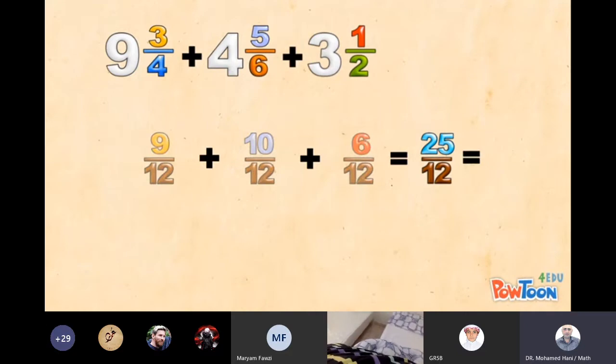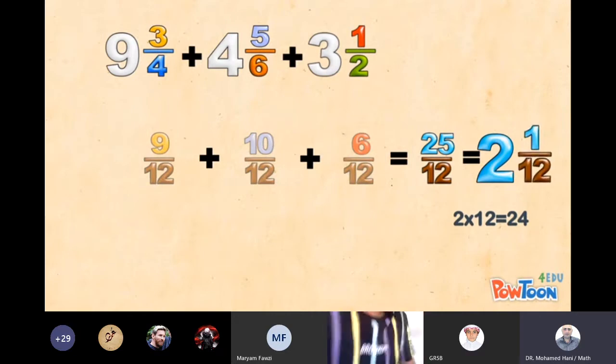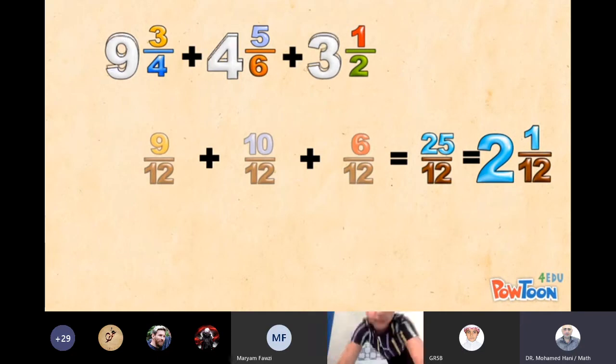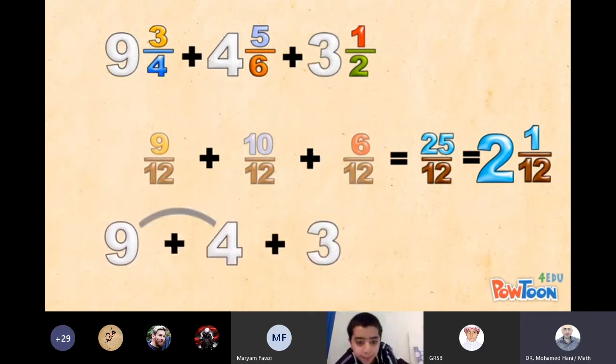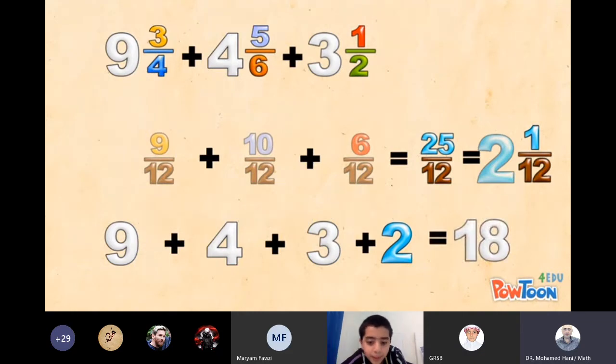You know the routine. How many 12s in 25? 2 12s are 24, so there's 2 whole ones here, and a remainder of 1. Put in the denominator of 12. Now we add the whole numbers. 9 plus 4 is 13. Plus 3 is 16, plus the 2 from the mixed number, that's 18. Our final answer is 18 and 1/12.